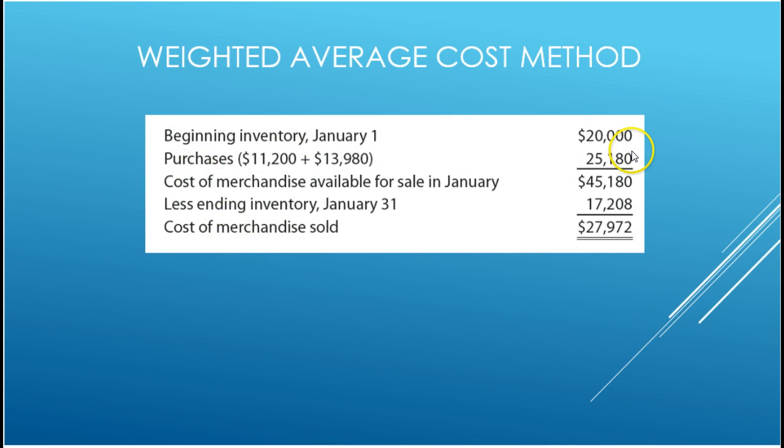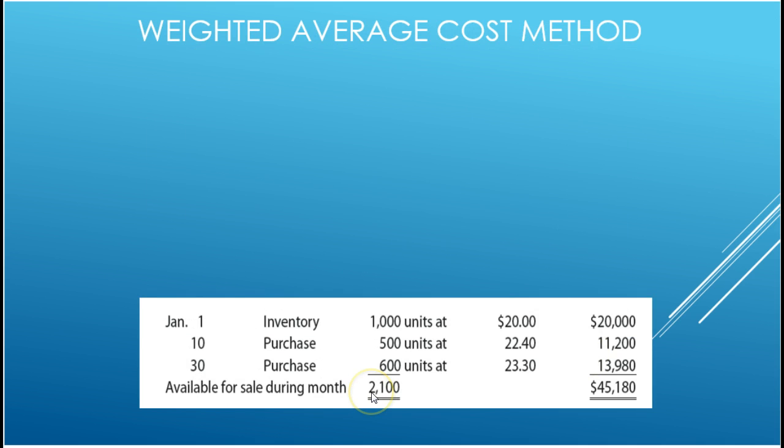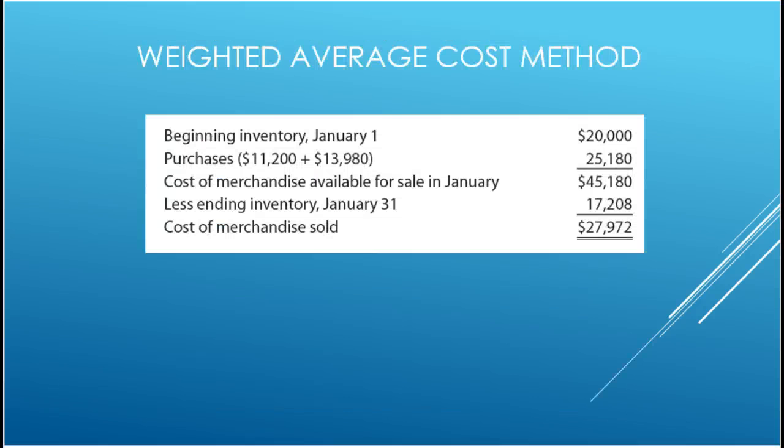You would multiply that times 800, and that would give you 17,208. And I believe that figure is, let's see, the average cost would be 45,180 divided by 2,100, which is about 21.51. And if I multiply that times 800, that should give me 17,208 with a rounding factor.